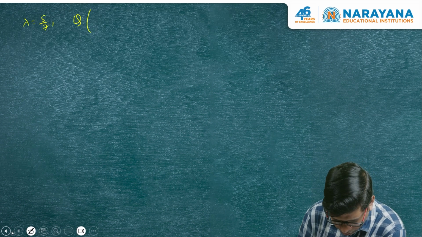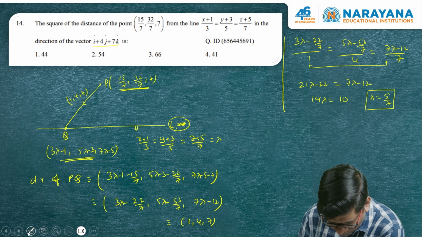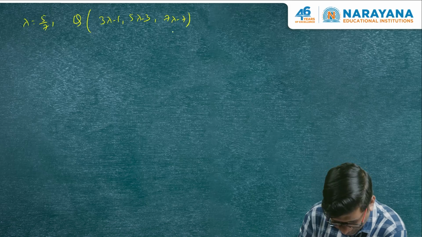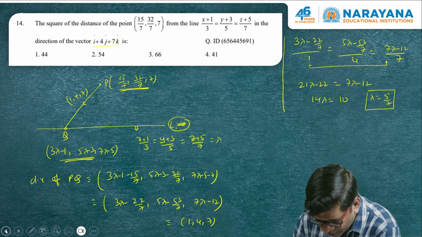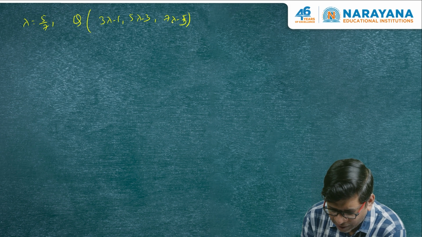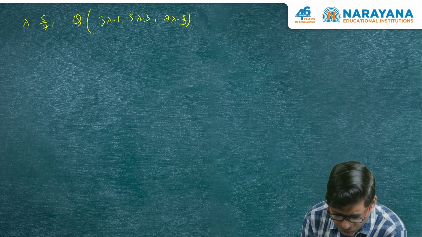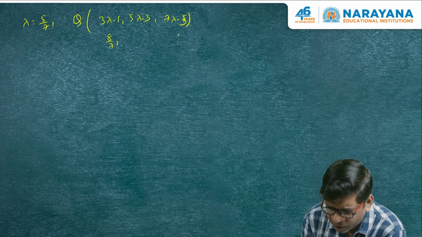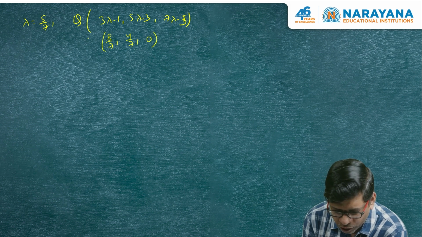Point Q, which is 3 lambda minus 1, 5 lambda minus 3, and 7 lambda minus 5. Okay, so put lambda as 5 by 7. So this becomes 15 by 7 minus 1, so 8 by 7. Then 25 by 7 minus 3, so 25 minus 21, 4 by 7. 7 into 5 by 7, 5 minus 5, 0. So this is your point Q.